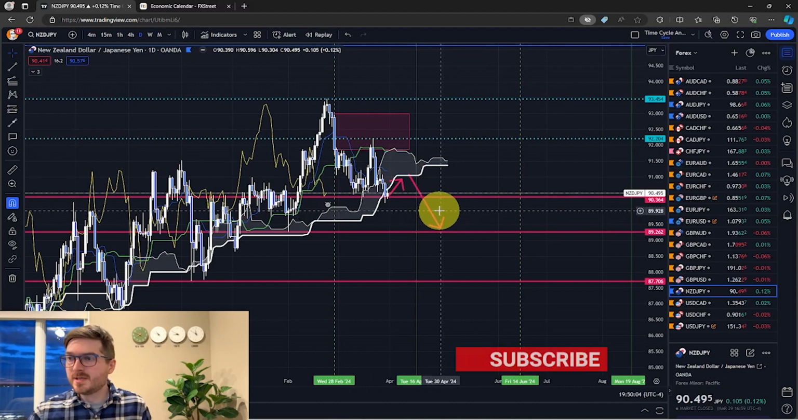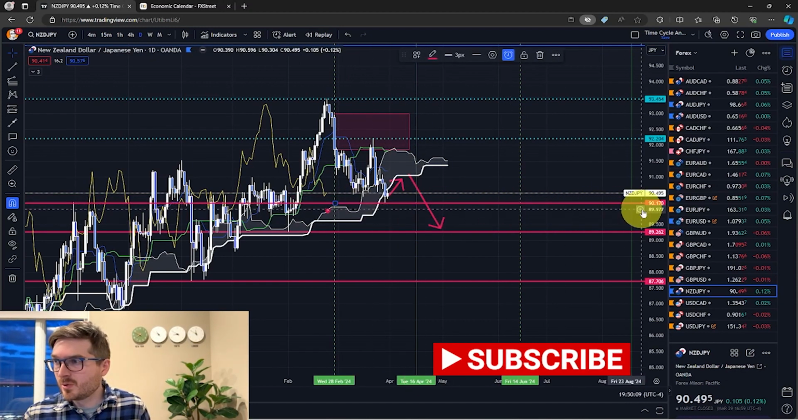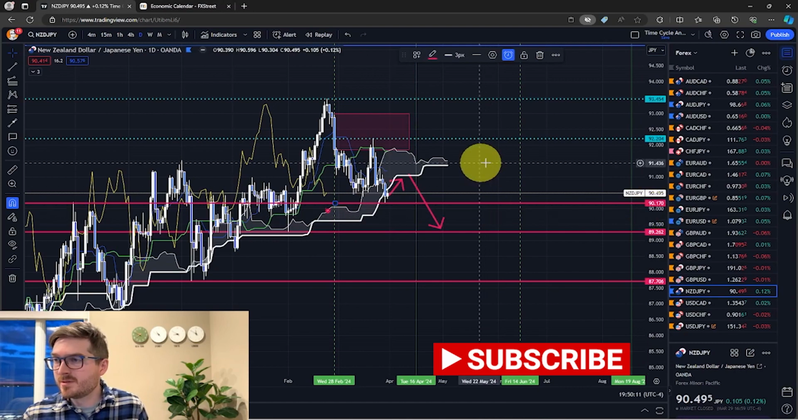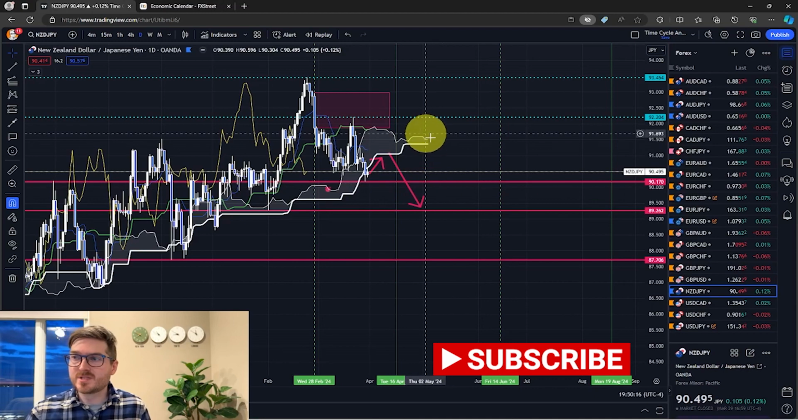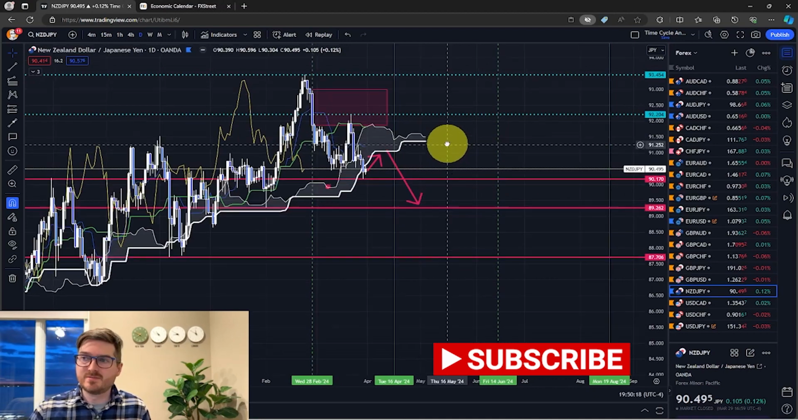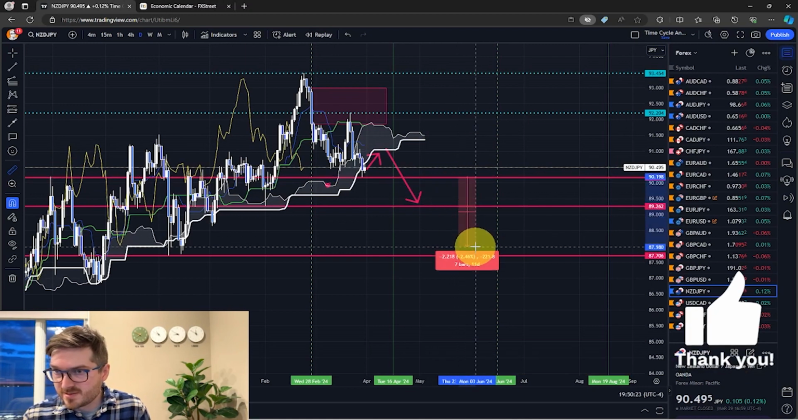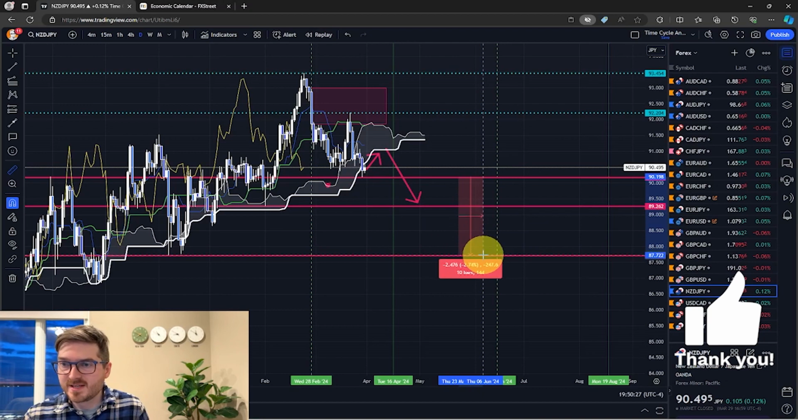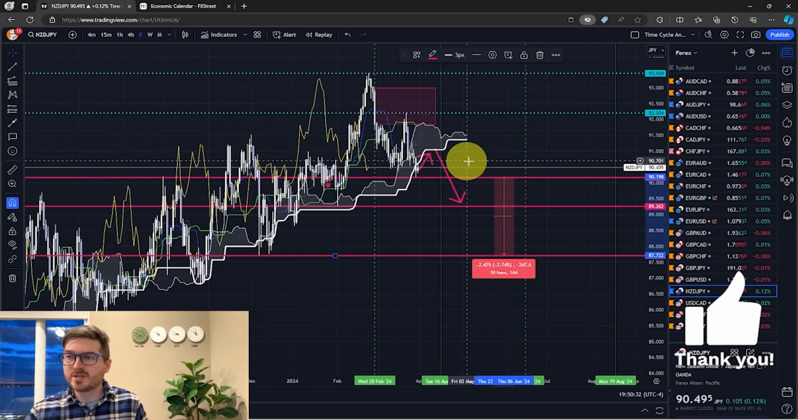So guys, once we break, hold on, let me fix that. Once we close below the 90.170 and we have a better looking bearish Kumo cloud, that is going to help us confirm the bear trend on the daily time frame. From that level down to this first support level here is 93 pips, and then down to the next support level is about 247 pips. So this is looking pretty nice.